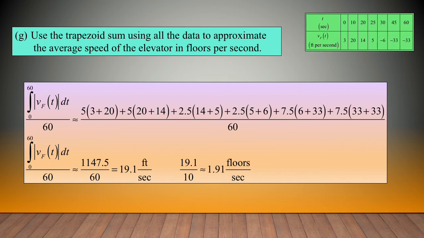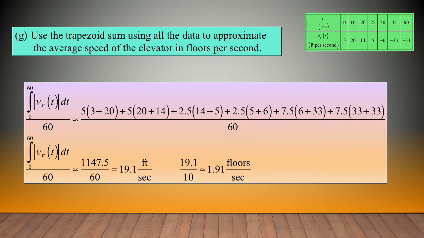So using our trapezoids, we get this area is approximately 5(3 + 20) + 5(20 + 14) + 2.5(14 + 5) + 2.5(5 + 6) + 7.5(6 + 33) + 7.5(33 + 33), and that is all divided by 60. When we do the arithmetic, we get 1,147.5 divided by 60, which is 19.1 feet per second.